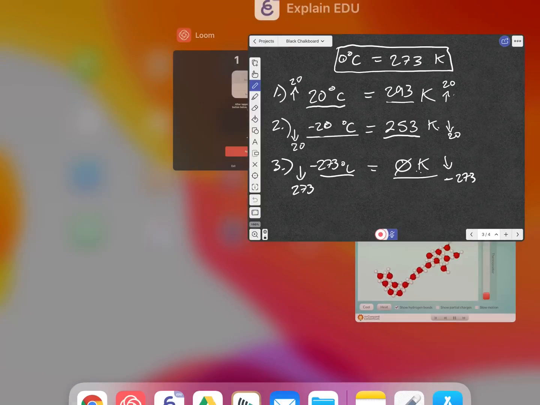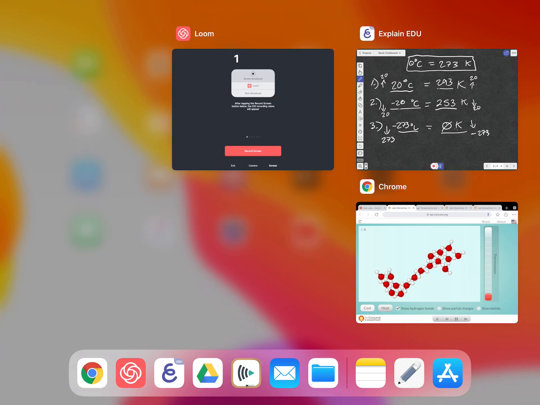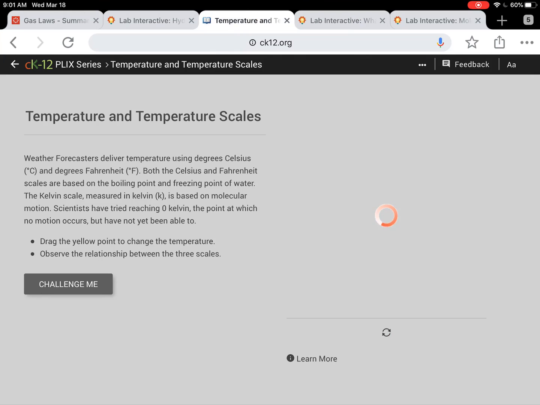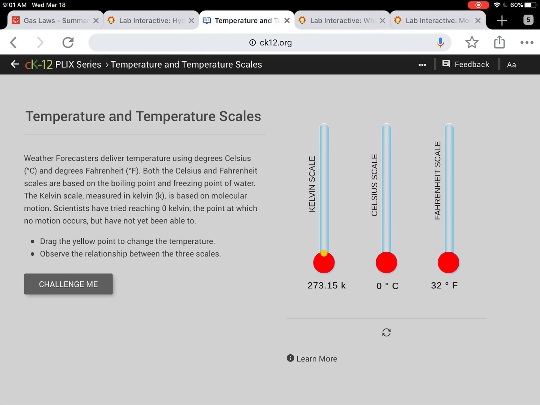Now, let's go back to our temperature scales here. Again, this is just a little diagram to help you see that we have a 1-to-1 ratio between Kelvin and Celsius. I start at 273. Let's go to 283. We've increased 10, therefore we've increased 10 on the Celsius side.